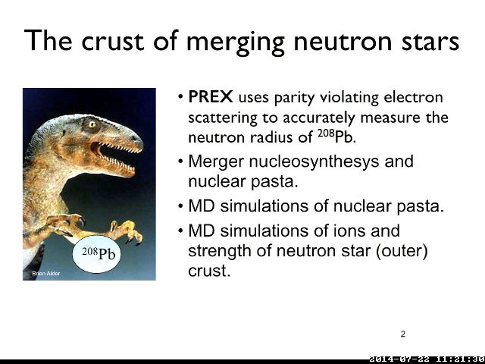Then I'll talk a little bit about nucleosynthesis during mergers, what's actually going on in this ejected material, and the material is going through these nuclear pasta phases before it becomes nuclei. So I wanted to talk about that. So we'll have some molecular dynamic simulations of nuclear pasta, which are the complicated shapes at the base of the crust. And then I wanted to end talking about more conventional crust where you just have ions, and in particular the strength of neutron star crust.